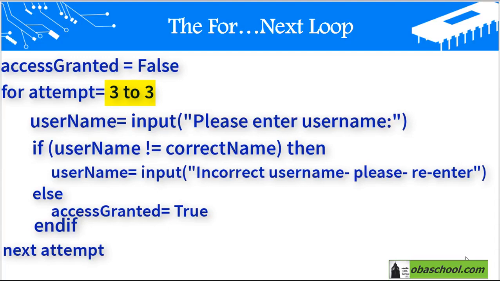While if the username is equal to the correctName, we will continue to the else in the if condition and change the accessGranted to true. So now the user has access to his account and the program will stop.